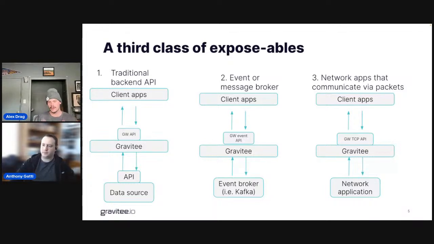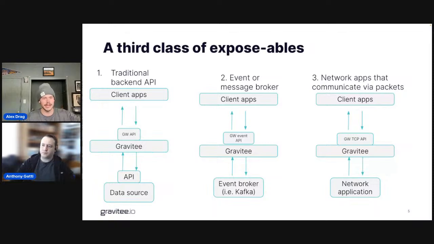So I sort of think about what you can expose in Gravitee. It's not perfect, but essentially three classes of what I call exposables. That first being your traditional backend API. You have a data source, put an API, typically a backend REST API or HTTP API, on top of it, and you expose it to the world.